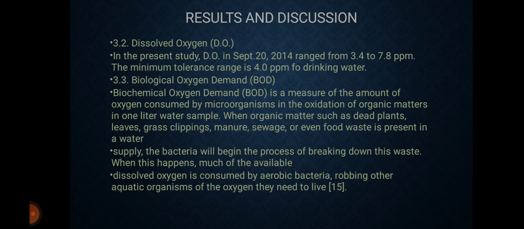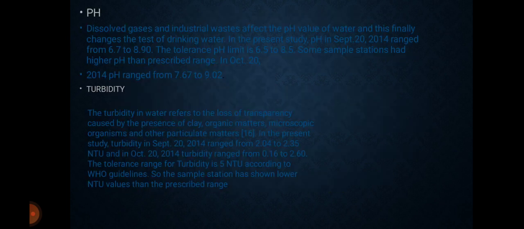Biological oxygen demand. Biological oxygen demand is a measure of the amount of oxygen consumed by microorganisms in the oxidation of organic matter in 1 liter water sample. When organic matter such as dead plants, leaves, grass clippings, manure, sewage or even food waste is present in your water supply, the bacteria will begin the process of breaking down this waste. When this happens, much of the available dissolved oxygen is consumed by aerobic bacteria, robbing other aquatic organisms of the oxygen they need to live.